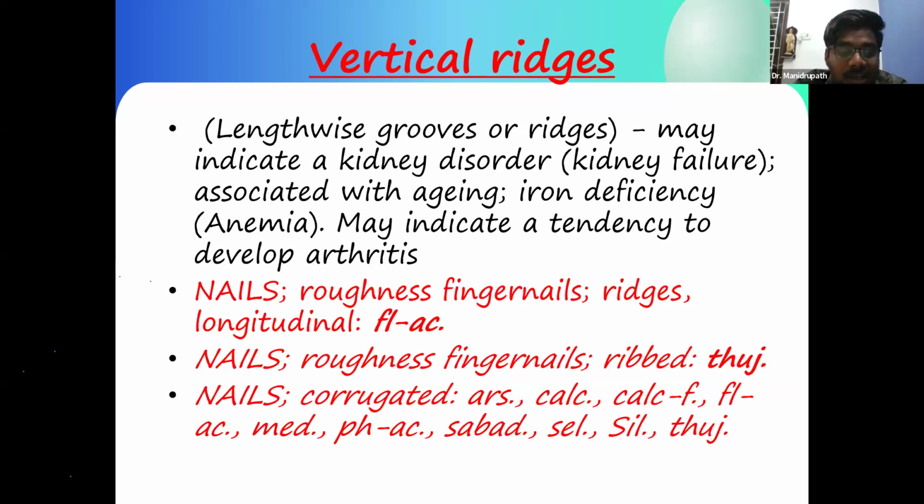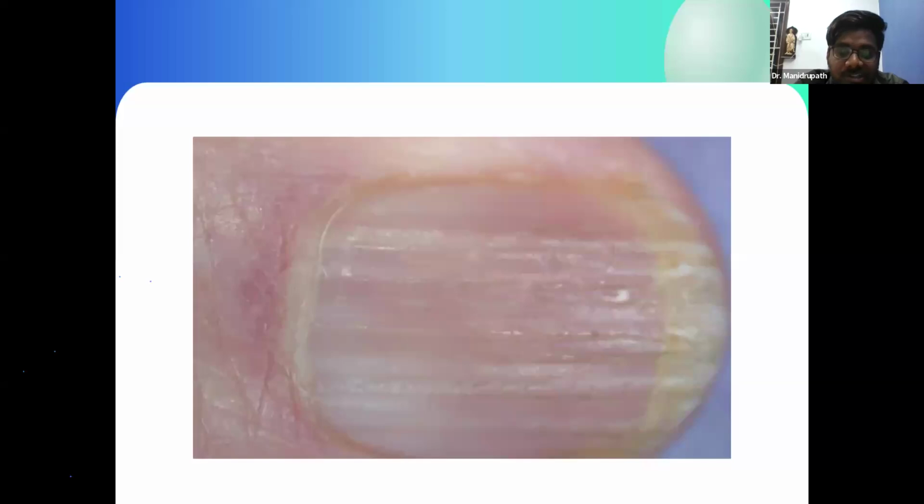Nail cognates are arsenic, calcarea fluorica, a lot of hardness, hard tumors, fluoric acid, Medorinum, phosphoric acid. Phosphoric acid key confirmatory is to ask for fruit desires. If the patient says, I desire fruits, then you ask, do you eat fruits or do you like it more as juice? Doctor, I prefer to have juice rather than eating fruits. Then he or she is phosphoric acid with other confirmatory symptoms. Sabadilla, selenium, a lot of weakness, especially at old age. Silicea, Thuja. These are the pictures for vertical ridges.